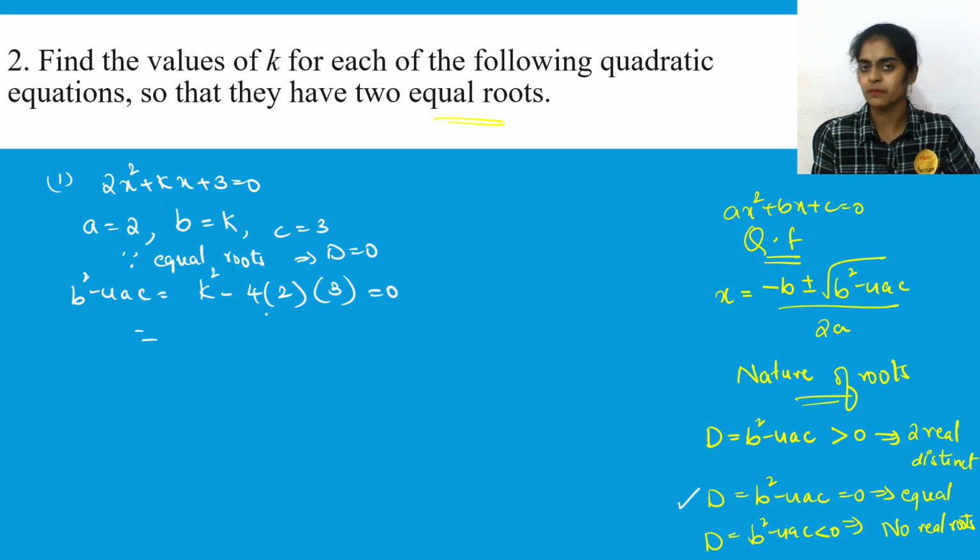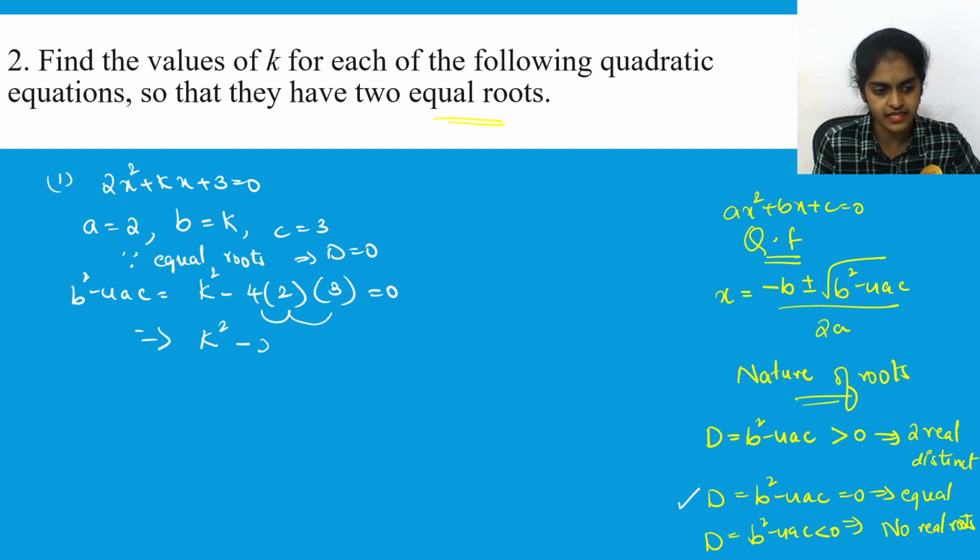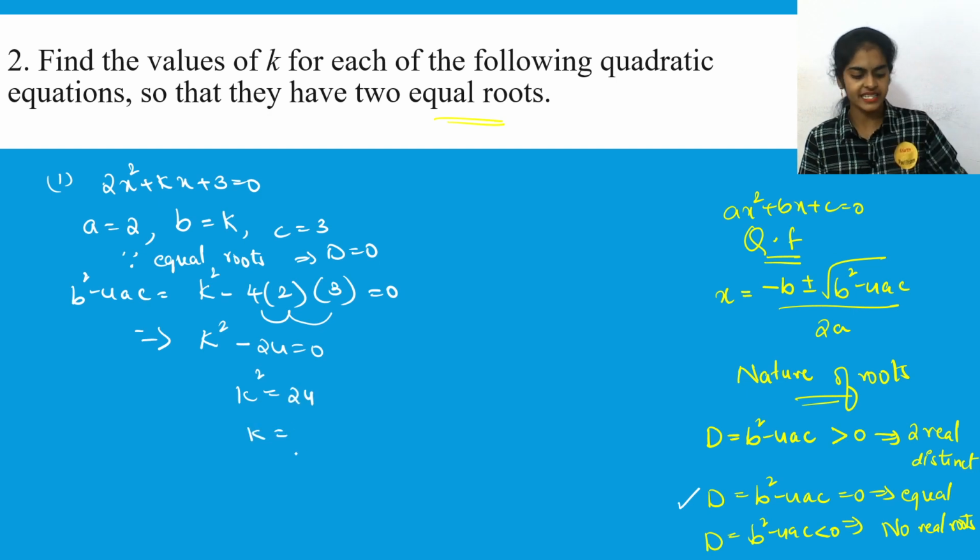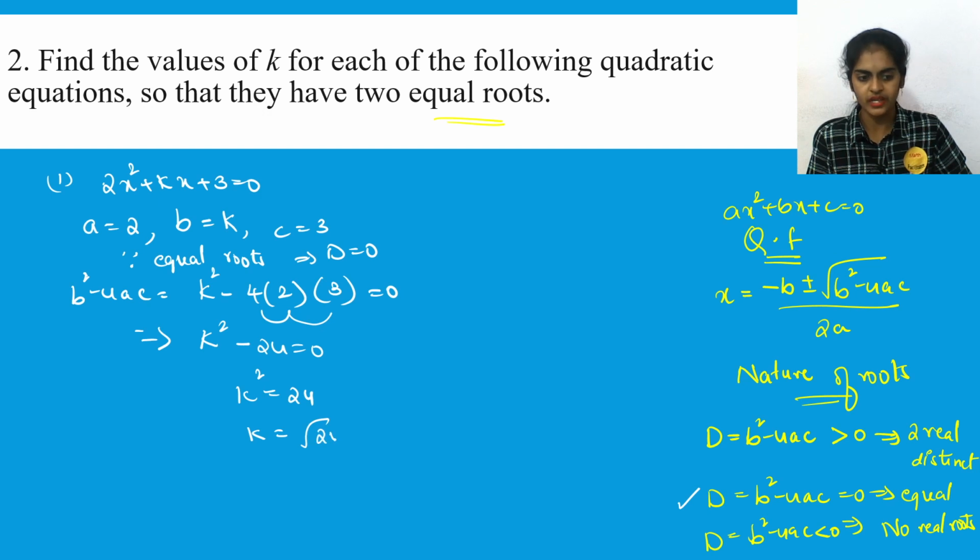Clear? So b square minus 4ac is equal to 0. b is k, so k square minus 4 times a is 2 and c is 3. So k square minus 4 times 2 times 3, which is 24, equal to 0. So k square equal to 24, or taking the square root, k equals plus or minus root 24.